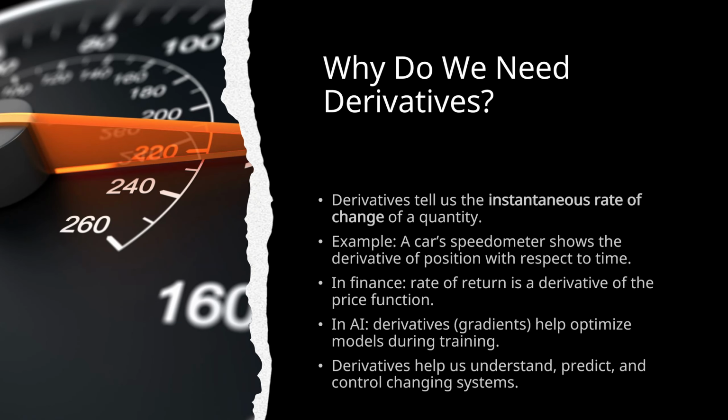Why do we need derivatives? Because they measure the rate of change, a concept central to understanding dynamic systems. In automotive engineering, a car's speedometer shows us the rate of change of position with respect to time. In finance, marginal cost and rate of return are derivatives of cost and price functions. In AI and ML, training algorithms rely on gradients, that is, partial derivatives of a loss function, to iteratively improve model parameters. Derivatives let us understand, predict, and control systems in real time.